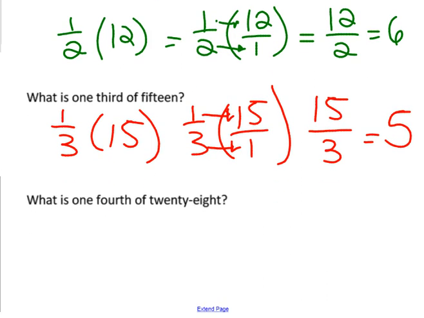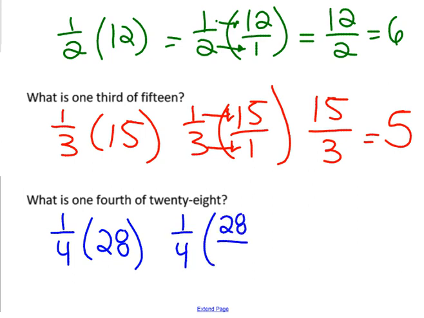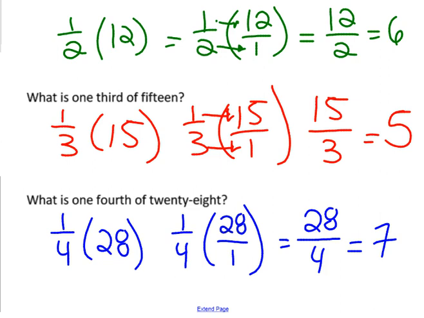Let's do one more, just for practice. So we have, what is 1/4 of 28? Same thing, same step. 28 over 1 is the same thing as 28. Multiply across the top, 4, and if you remember your multiplication tables, that's 7. All right, so I'm going to use these in the next couple of examples, so make sure you don't forget it. If you don't use it, you lose it.